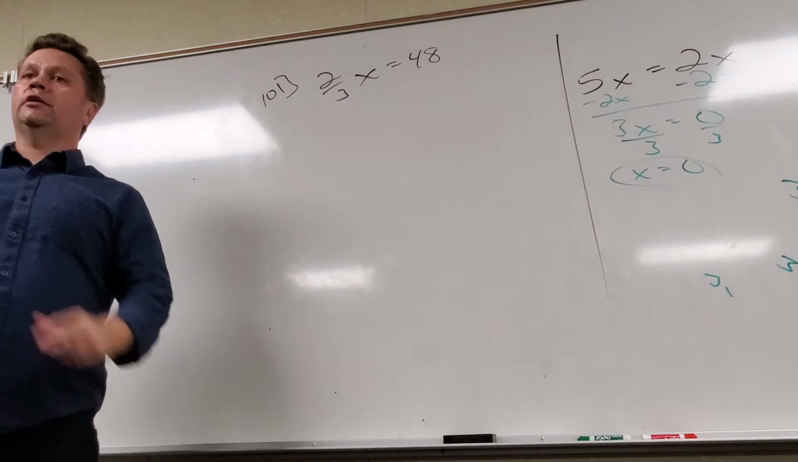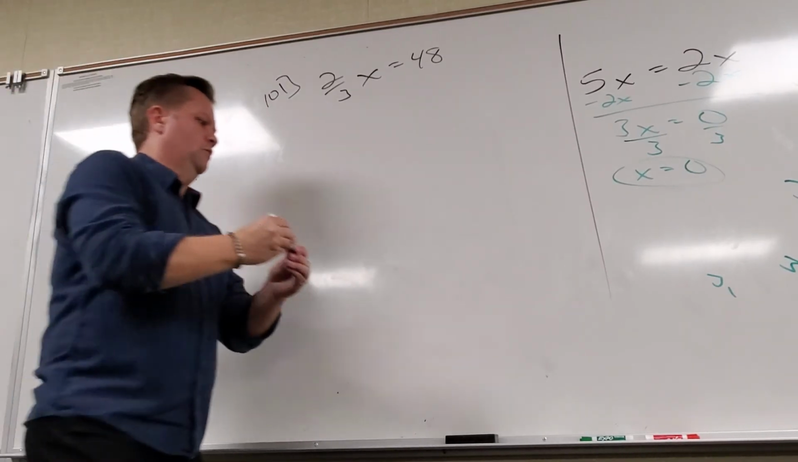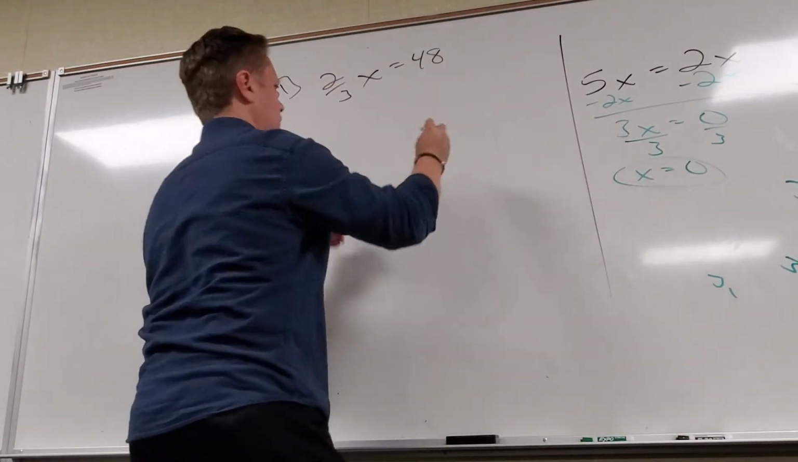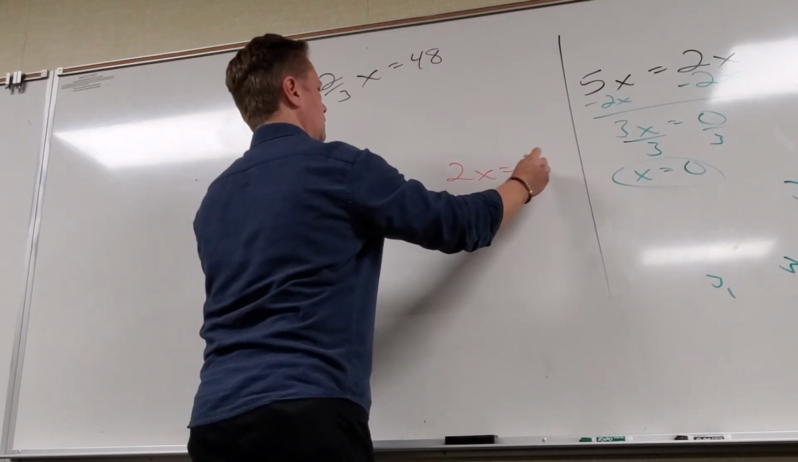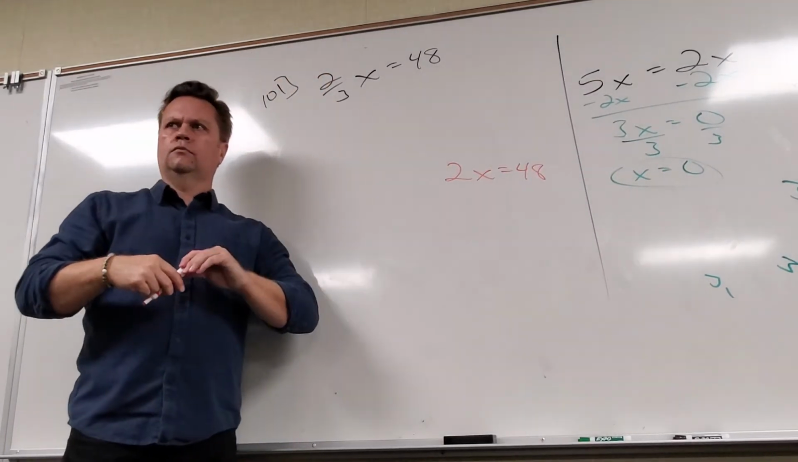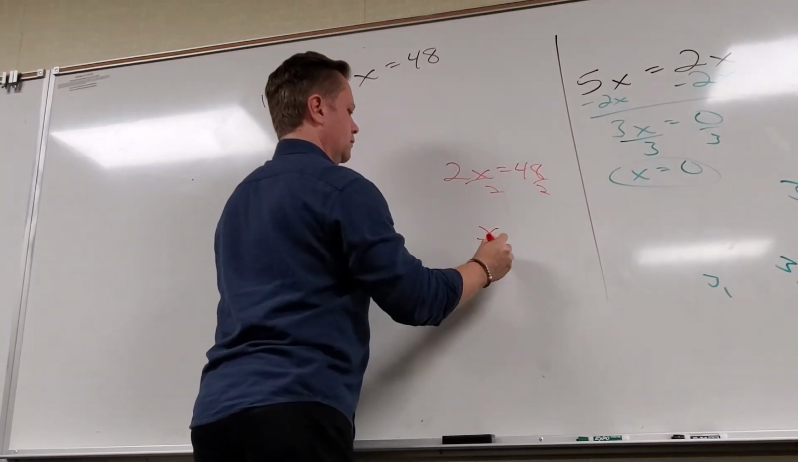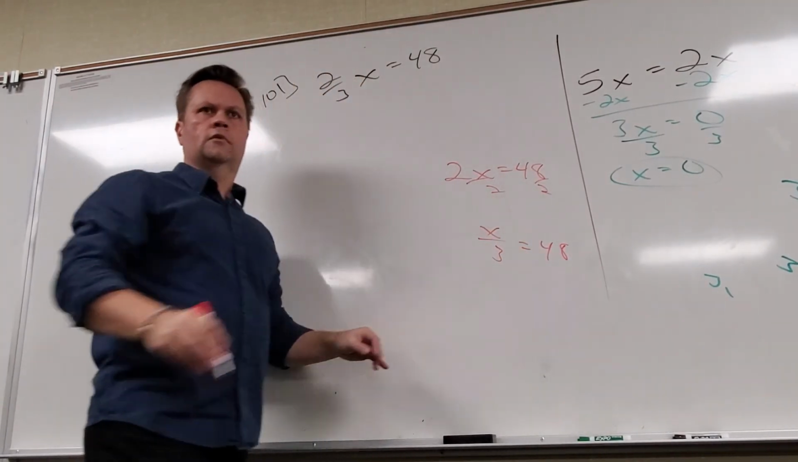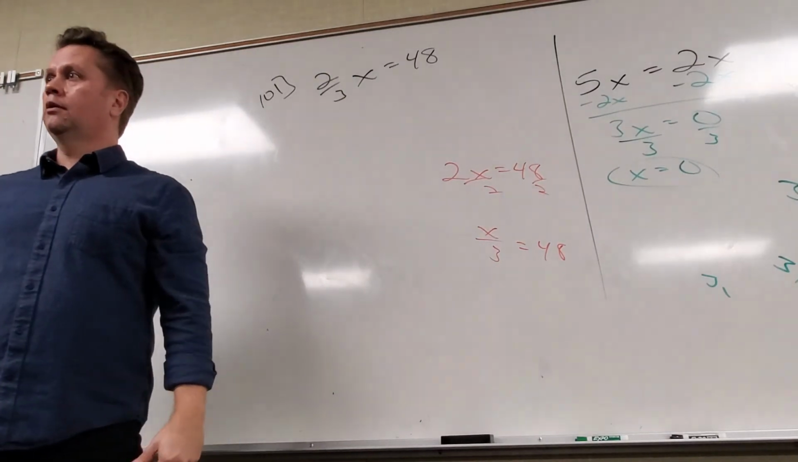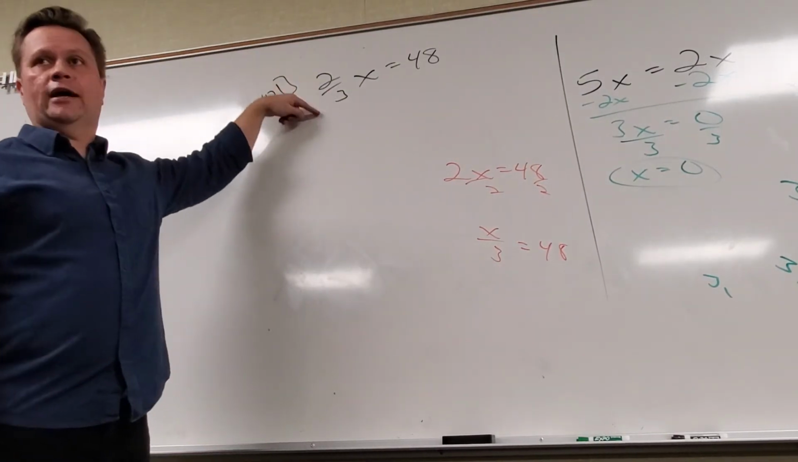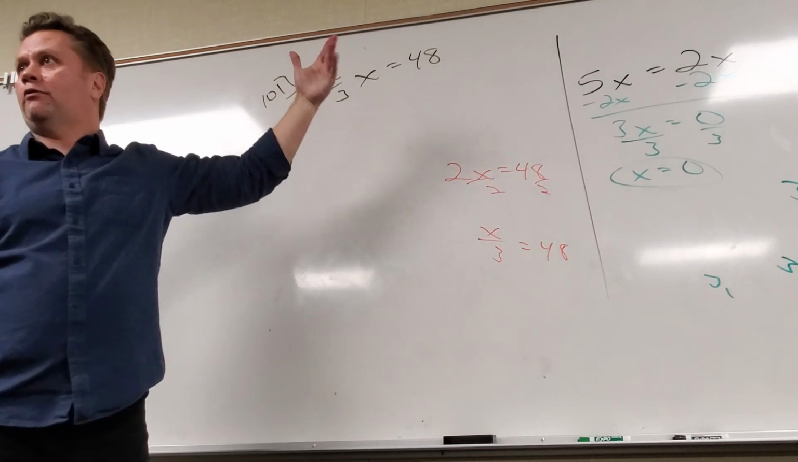So let me ask you this. Let me break this down. What if it was this? What would you do? Divide by 2. So I divide by 2. What if it was this? Multiply by 3, right? Well, I've got both of those. I got 2x and I got x and I got it over 3.